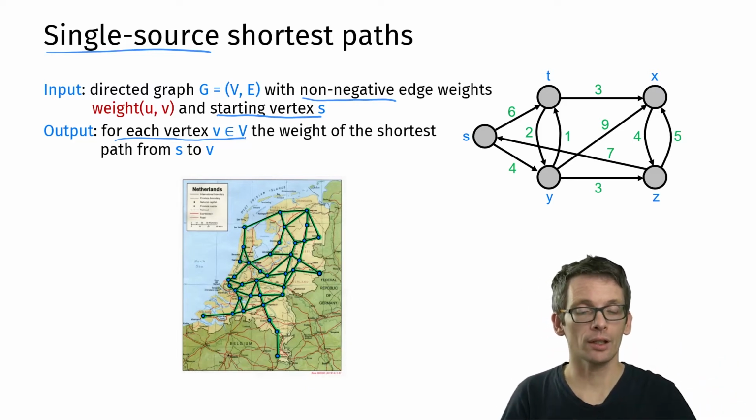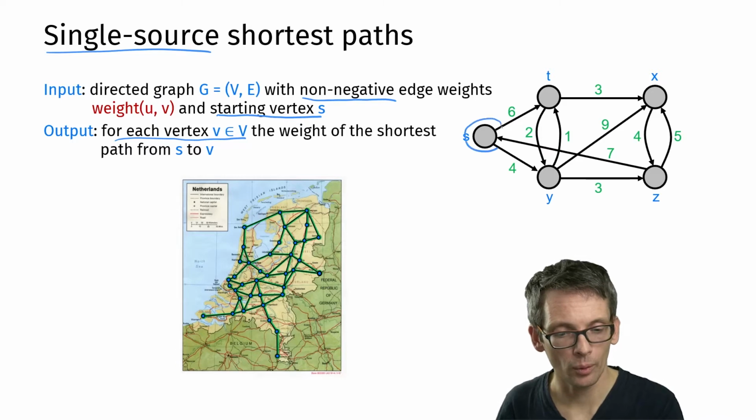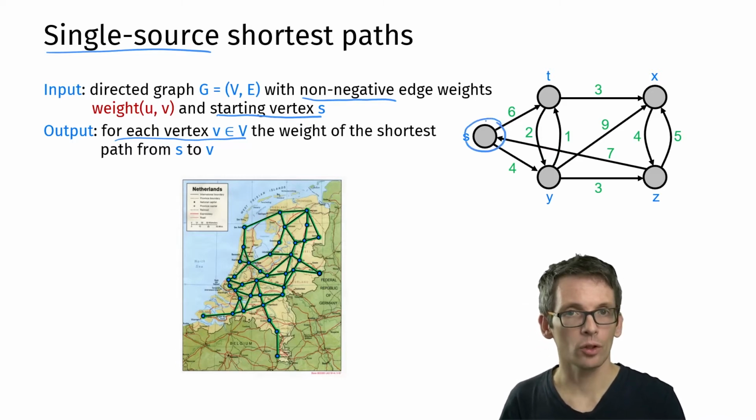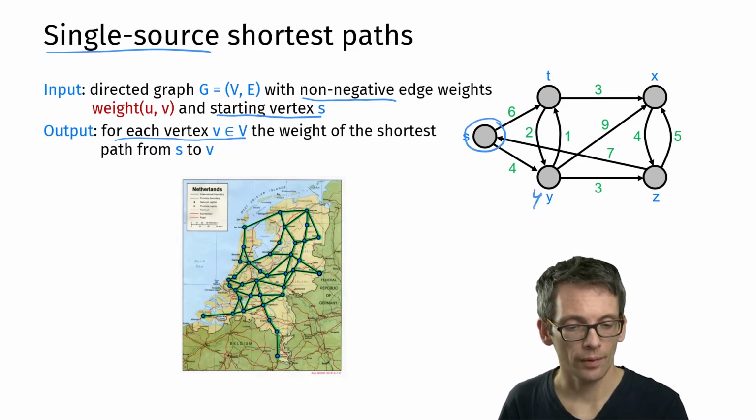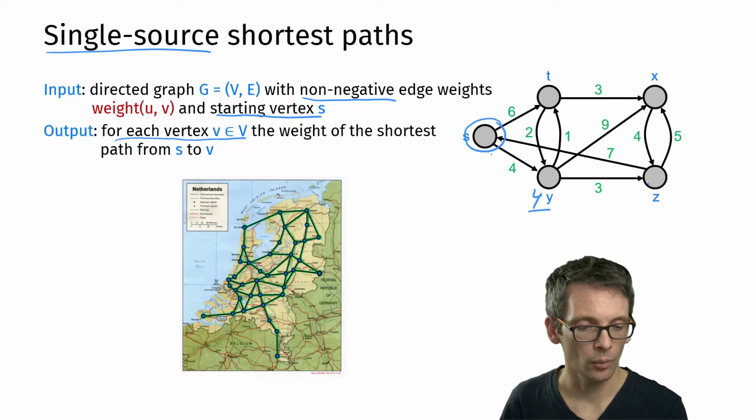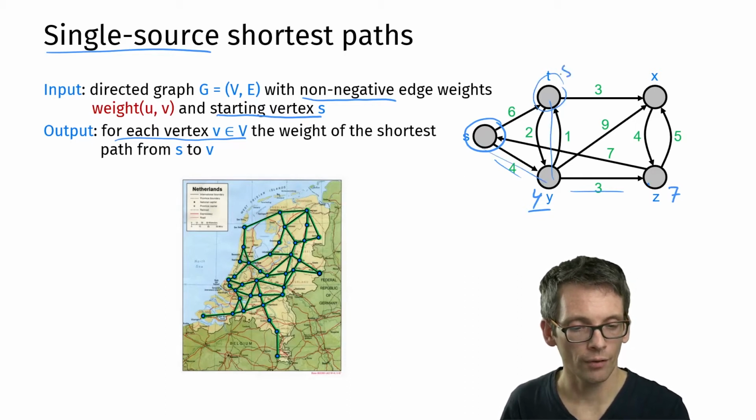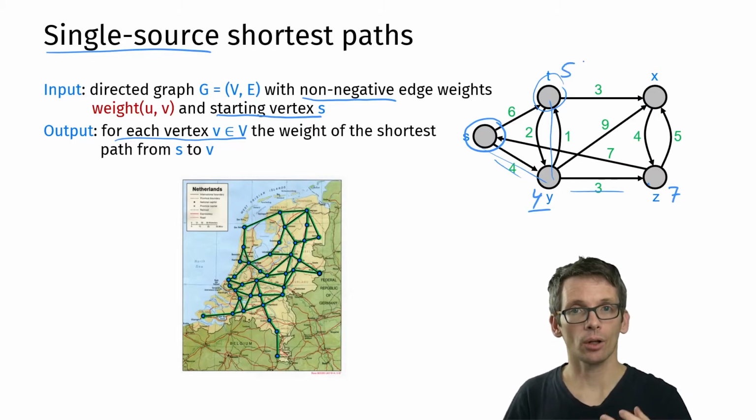So the output will be, for each vertex V, the weight of the shortest path from S to V. If this, for instance, is our graph, and here's S, the shortest path to Y will have a weight of 4. The shortest path to Z will have a weight of 7, for instance. The shortest path to T will have a weight of, let's see, 5, and so on.